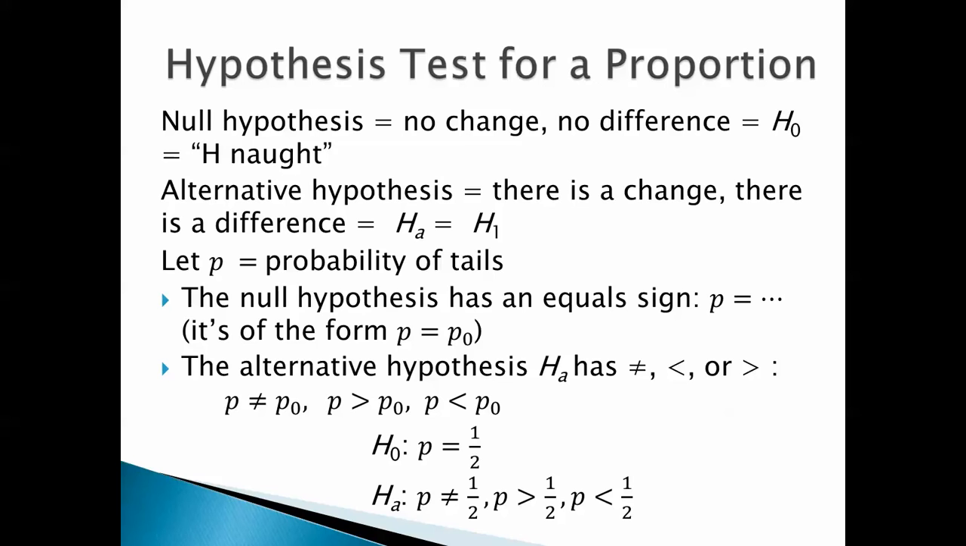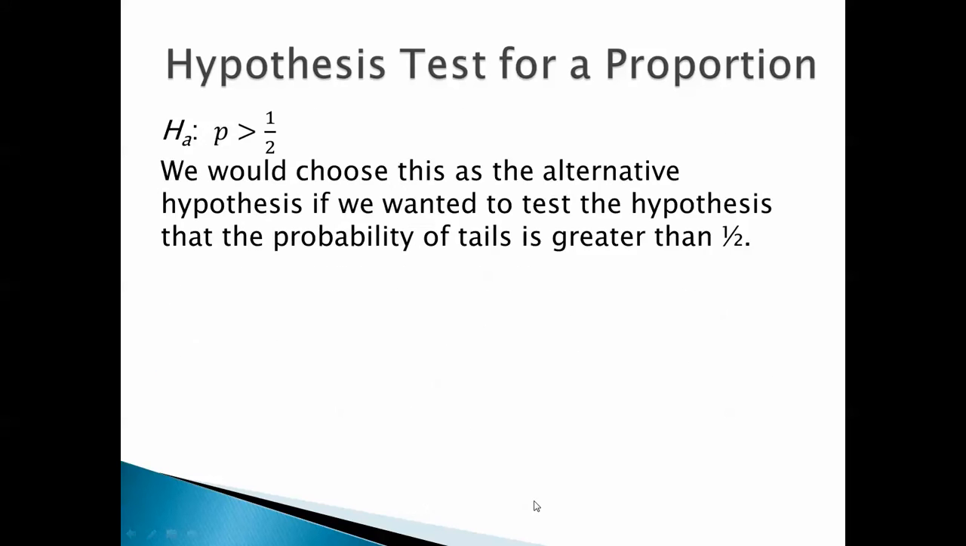Again, let p be the probability of tails. The null hypothesis always has an equal sign, p equals. So it's of the form p equals p sub 0, and the alternative hypothesis, H sub a, has does not equal, or less than, or greater than. So it's going to be of the form p does not equal p sub 0, or p is greater than p sub 0, or p is less than p sub 0. So if we represent it symbolically, the null hypothesis is p equals a half, and the alternative hypothesis is one of these. Okay, H sub a, p is greater than a half.